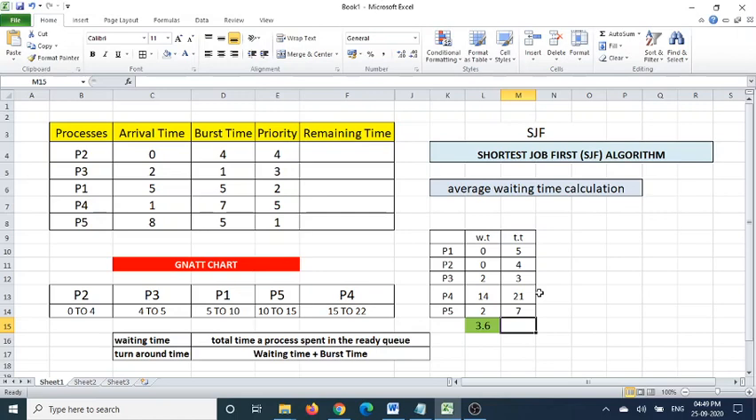Shortest job first is usually non-preemptive in nature. That's one thing you have to understand. Non-preemption here: once the process gets the processor, it will not leave it till it finishes.